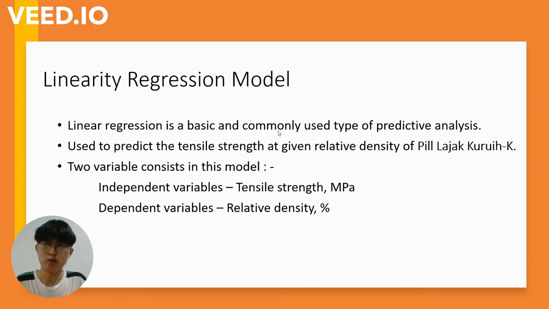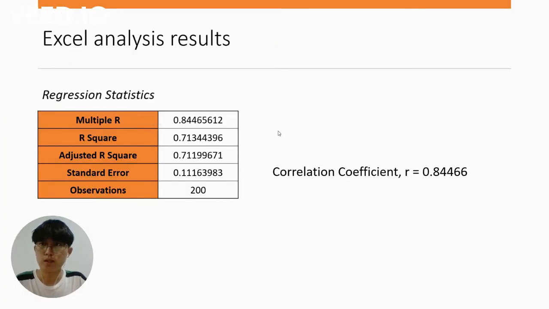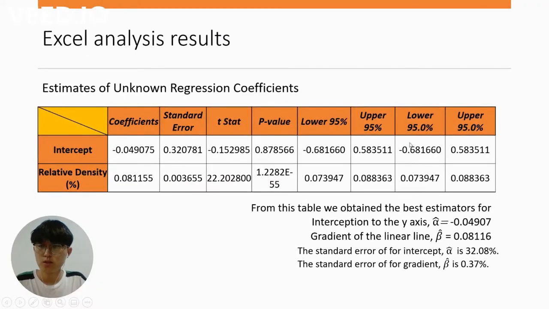In this model, it consists of 2 variables: the independent variable, tensile strength, and the dependent variable, relative density. From the Excel analysis result, we can obtain the correlation coefficient R equal to 0.84. From this table, we also can obtain the best estimator for the intercept on the y-axis, alpha hat, and the gradient of the linear line, beta hat. These 2 variables will be used for the calculation after this.